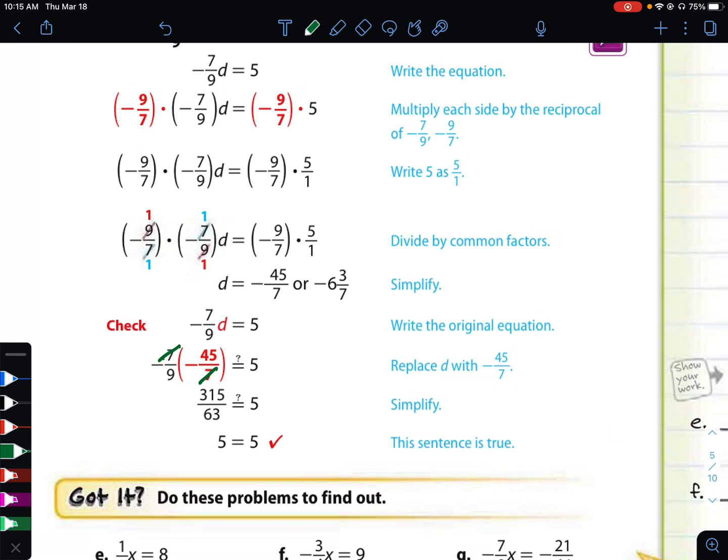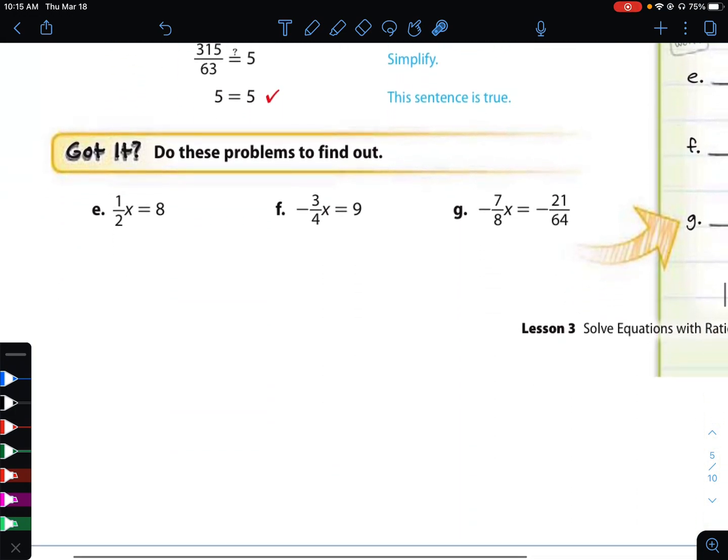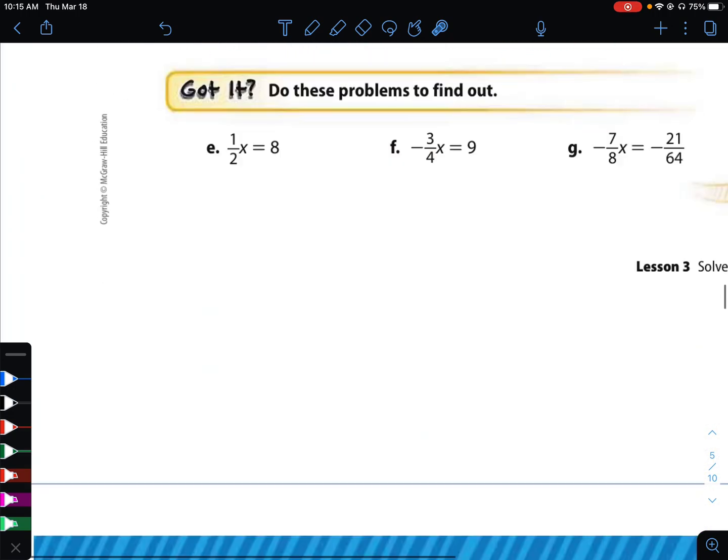Okay? In this problem, they just simply multiply that by 7 times 45 is 315, 9 times 7 is 63, but if you divide that, that'll still be equal to 5. My way is easier and it's a lot faster. Do the got it problems E to G, and let's see if you understand example number 3 and 4.